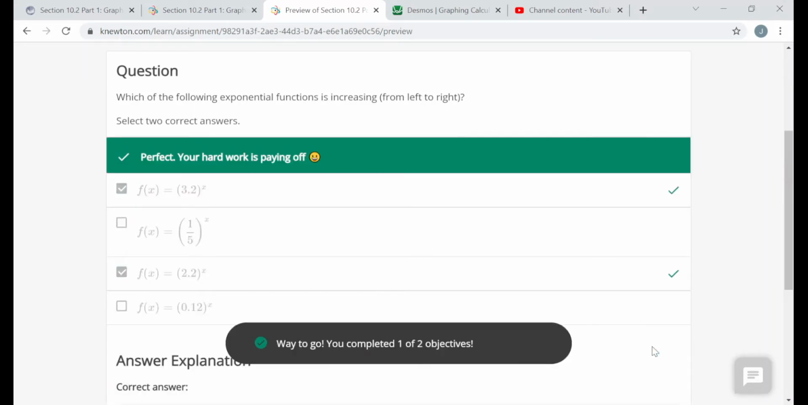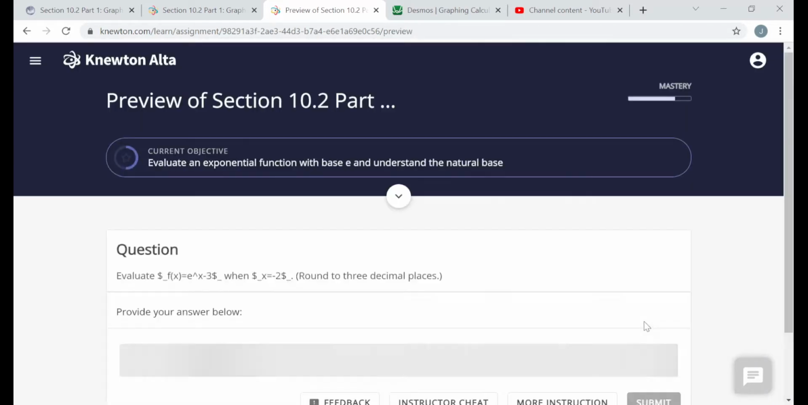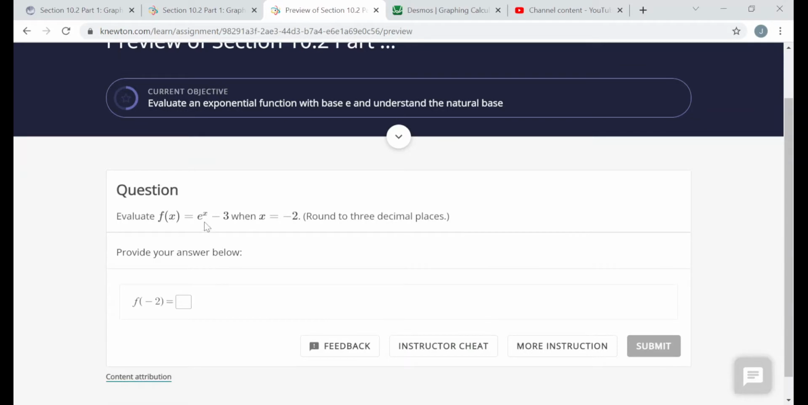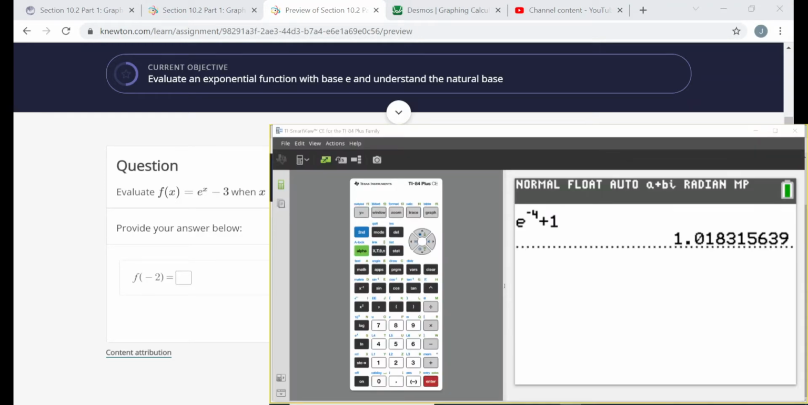All right, and that should be it for that objective. Pretty simple stuff there. All right, and then the rest of it should just be evaluating functions. Just plugging in numbers. So f of x equals e to the x minus 3, and I'm just replacing x with -2. And you know what? I'll just leave this up and pull the calculator up, and we're plugging in e to the x minus 3, and I'm plugging in -2 for x. So I want e to the -2 and then minus 3.